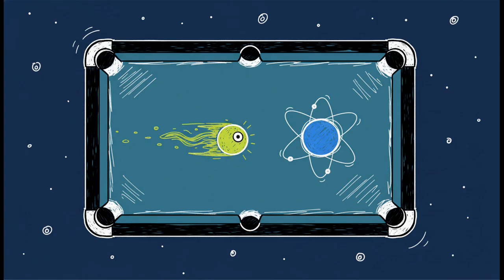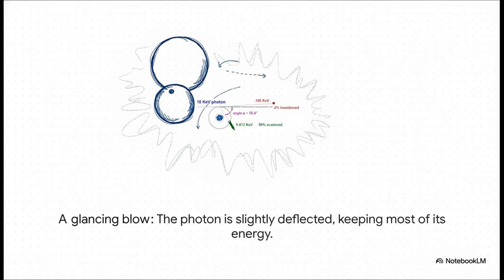It all depends on how they collide. So let's look at one possibility. Imagine the cue ball, our photon, just grazes the object ball. It's a glancing blow. As you can see here, the photon gets deflected, but it keeps almost all of its original energy. In this case, like 98% of it. The electron gets a tiny little nudge, but not much. Very little energy gets transferred. This is what we call a small angle scatter event.